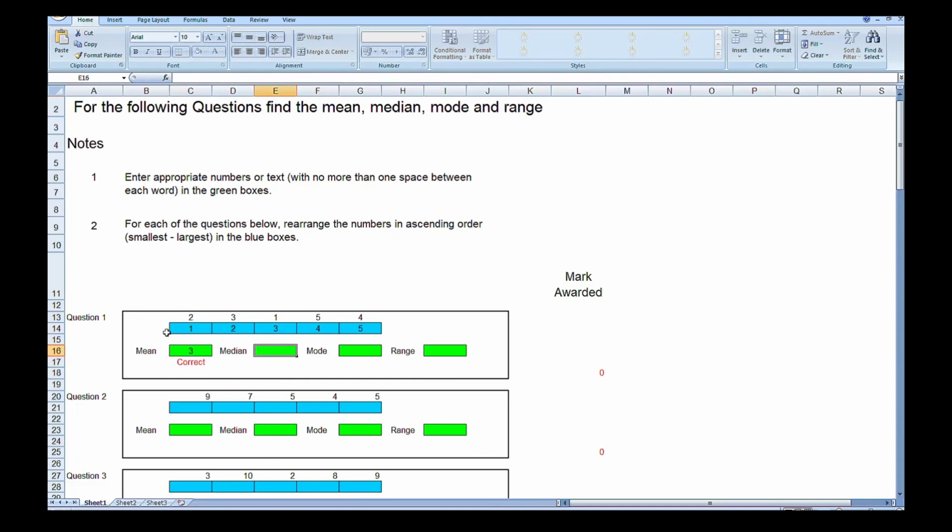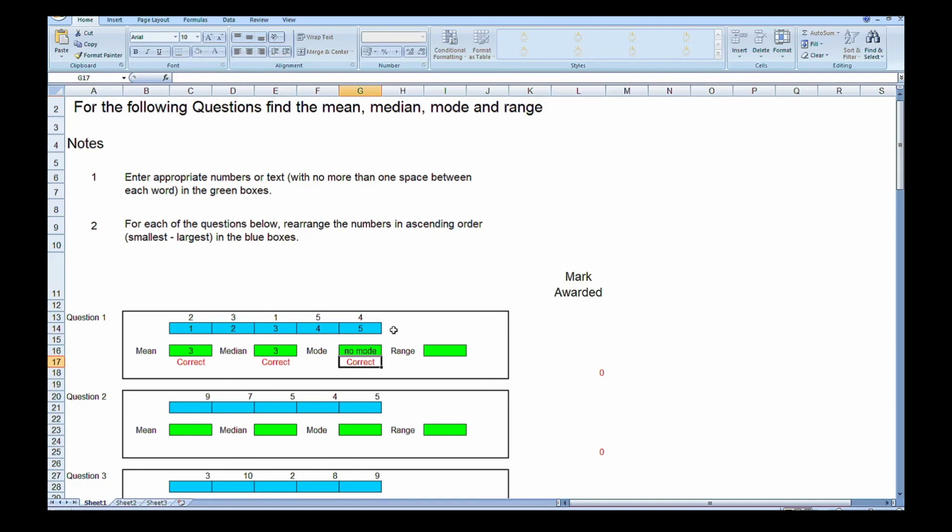Working out the median, the blue box is definitely going to help me because my numbers are all in nice ascending order. So here my middle number is going to be 3. So I'm going to type in 3 and I should get that correct. Now for the mode, you can see here that there is no mode for this. So all I need to do there is just write no mode. Again, press enter and it comes out correct.